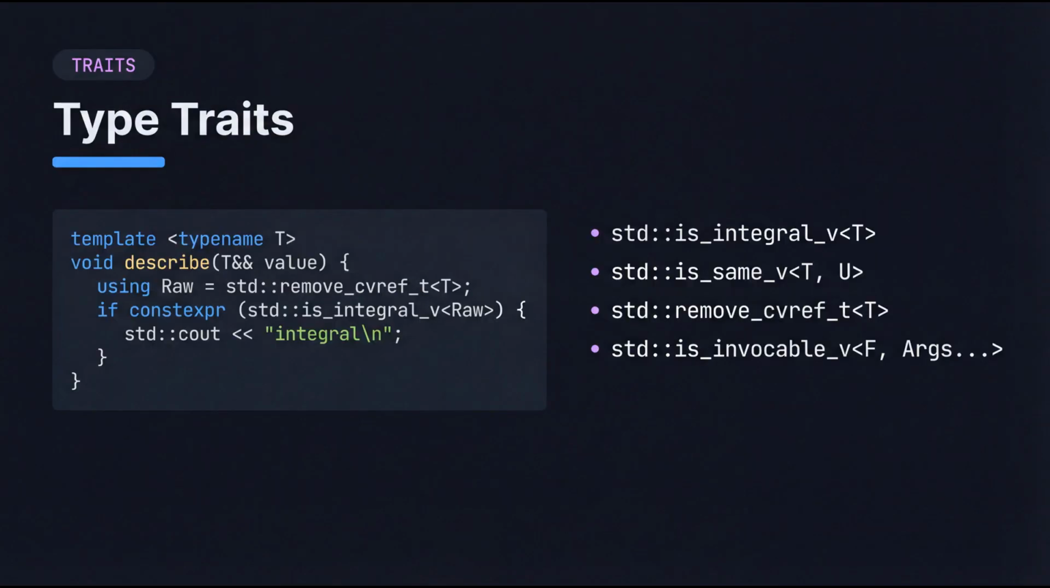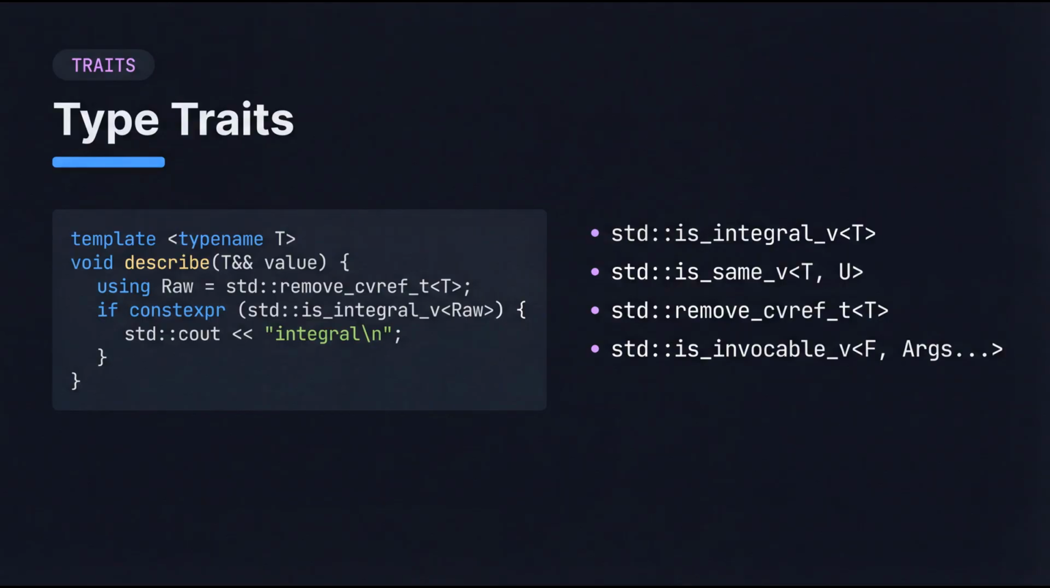Type traits are compile-time queries about types. They live in the type_traits header. Four you'll use most often. is_integral_v of T is true if T is an integer type. is_same_v of T, U is true if T and U are the same type. remove_cvref_t of T strips const, volatile, and reference qualifiers to get the raw type. is_invocable_v of F, Args is true if you can call F with the given argument types.